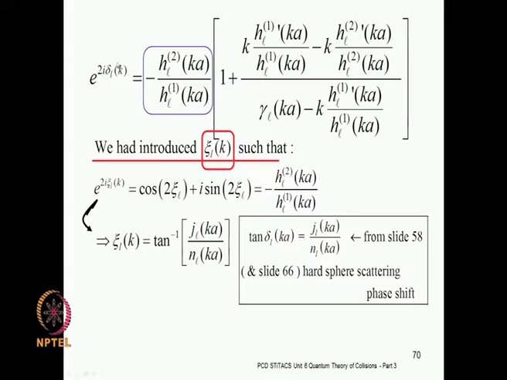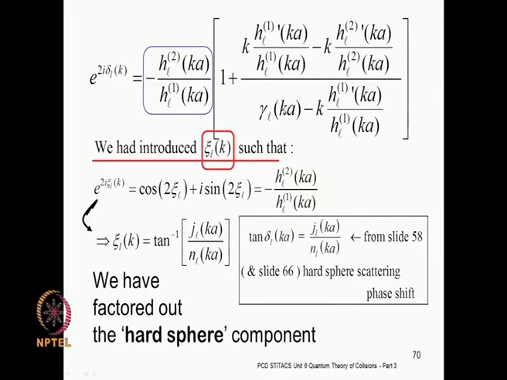Effectively, the net phase shift, now this is the real phase shift due to the square well potential, can now be written as a sum of two parts: one coming from what is in this blue box, which is the hard sphere component as we shall call it, and then there is a remaining part which will be very sensitive to the details of the potential and other parameters of the scattering problem.